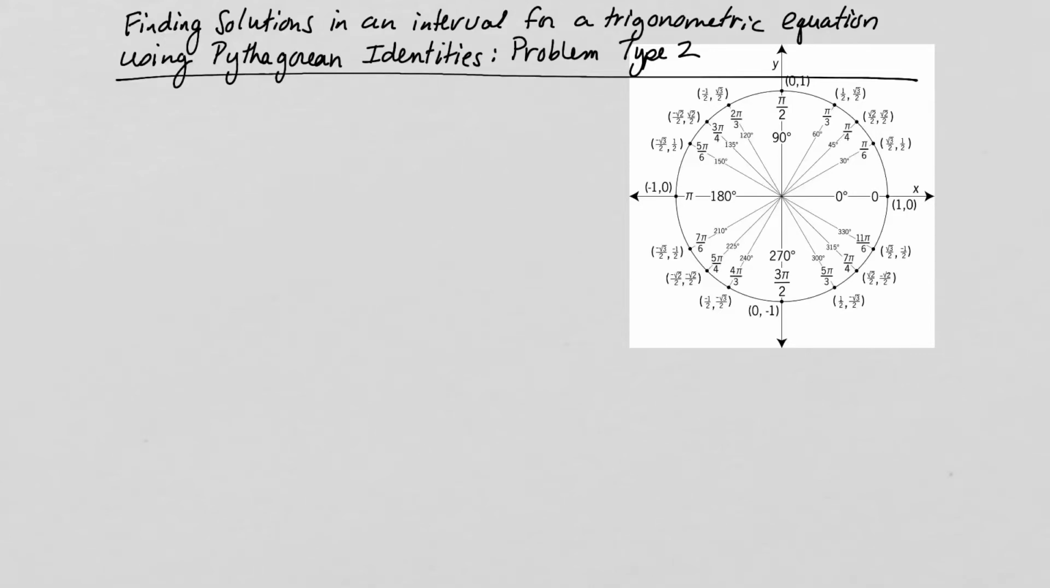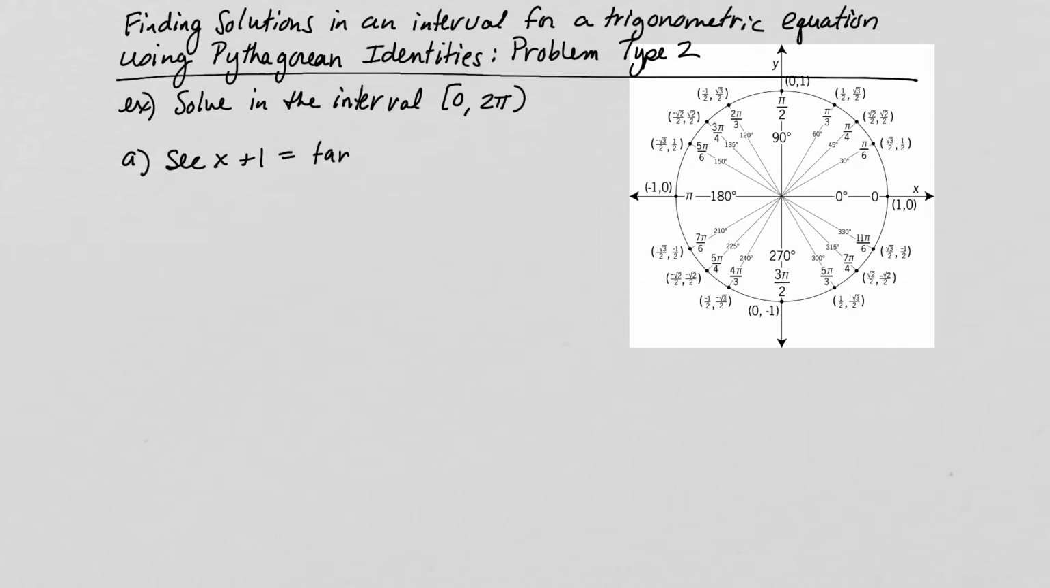So in this video, we're going to look at using the Pythagorean identities again. And so we're going to try to solve the following, solve in the interval 0 to 2 pi. So this first one we're going to do here is secant x plus 1 equals tangent x.